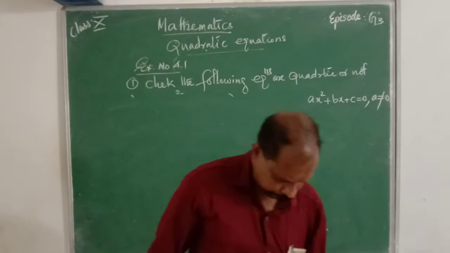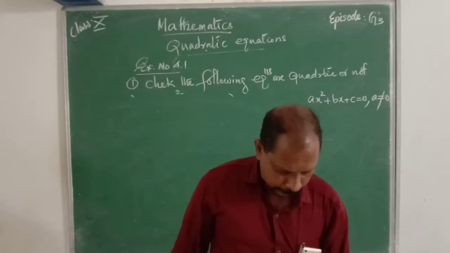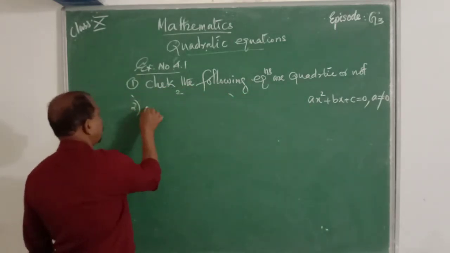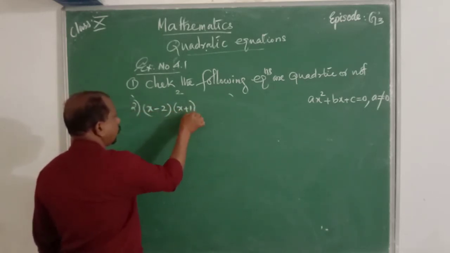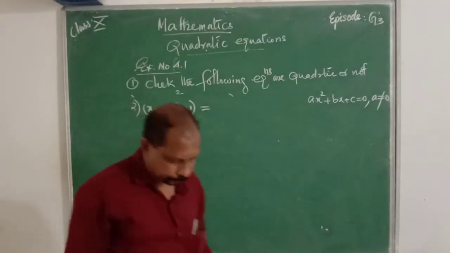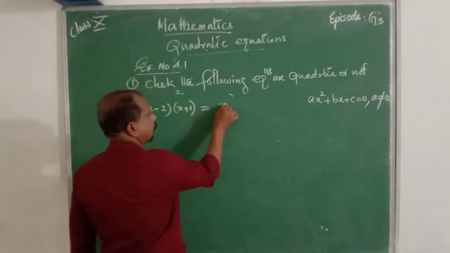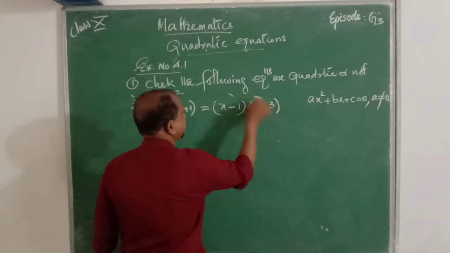is (x minus 2) into (x plus 1) is equal to (x minus 1) into (x plus 3). That is the second question.